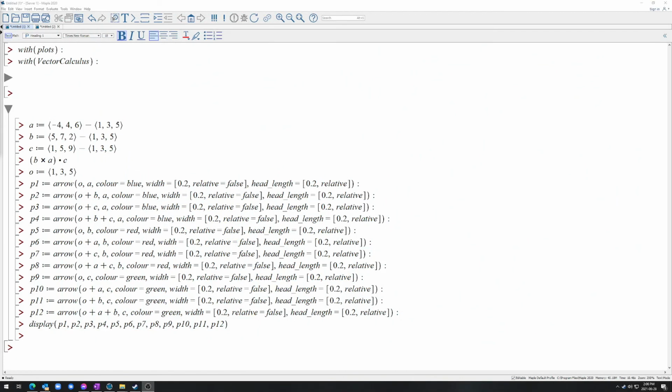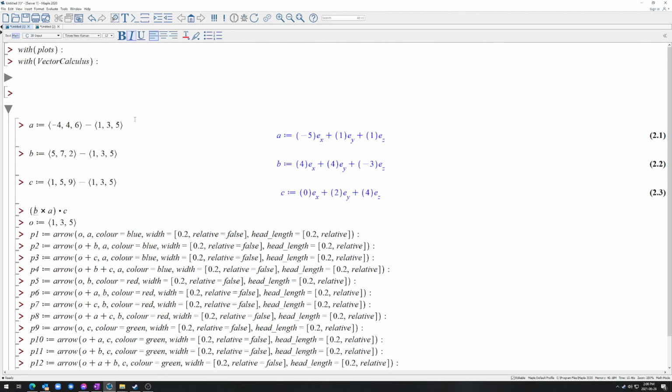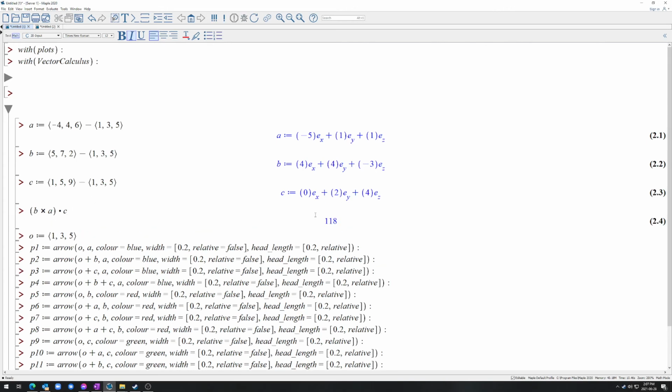Now to help you visualize this parallelepiped, I have defined the vectors A, B, and C with those points P, Q, R, and S. We can go ahead and compute those easily here in Maple simply by subtracting the positions of each of those vertices. And I have this scalar triple product, and I've used B cross A dot C so that I get a positive value. Now, O is just this point P, 1, 3, 5.